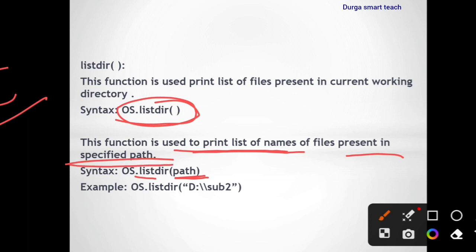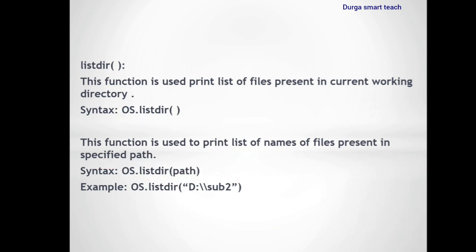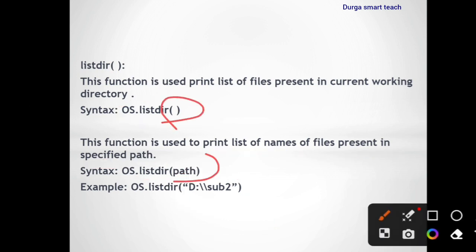I want to know what the files in the C directory are. I want to know what the files in the E directory are. In this case, you can specify the path. If you don't specify any path, it will return the current working directory files. If you specify the path, it will return the specified directory's files. That is the difference. Here there are no parameters, but inside there is a parameter, that is path. If you specify the path parameter, then it will return the specified files.